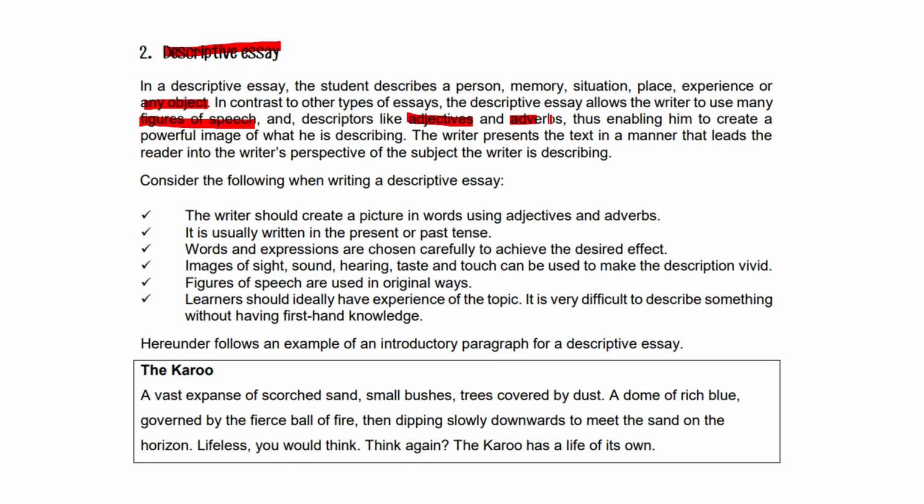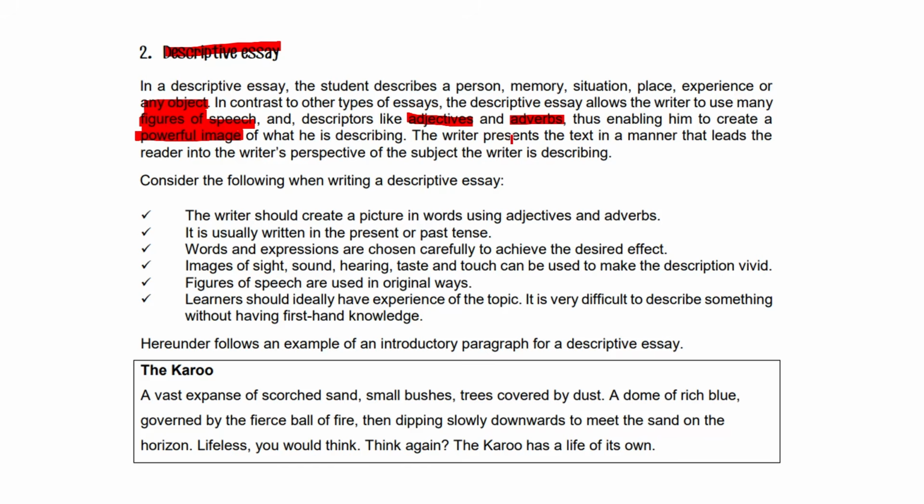Descriptives like adjectives and adverbs. Think of your -ly words: hurriedly, slowly, and so on, thus enabling him or her to create a powerful image of what he is describing. Now, this is very important. You can make use of personification, make use of similes using like and as. Use sound devices, personify whatever you like, but just don't overdo it within reason.